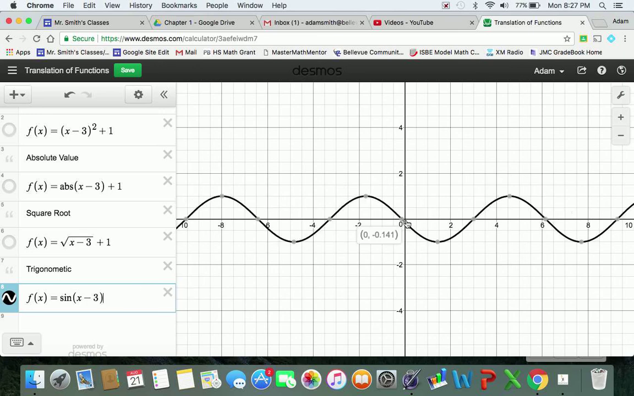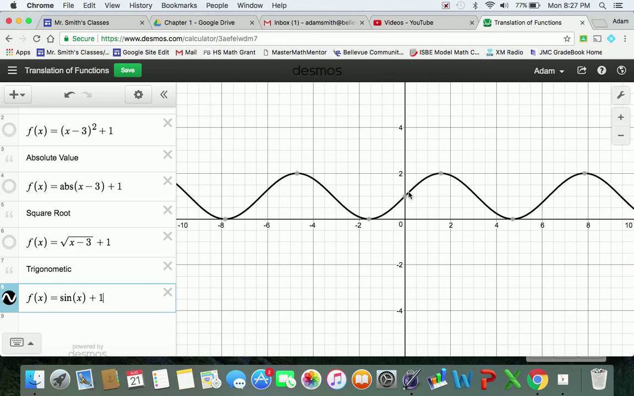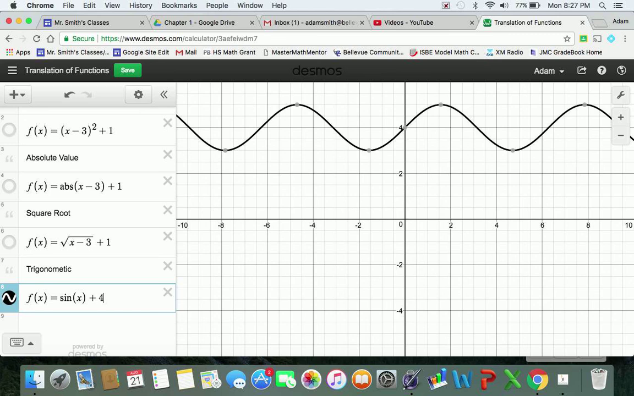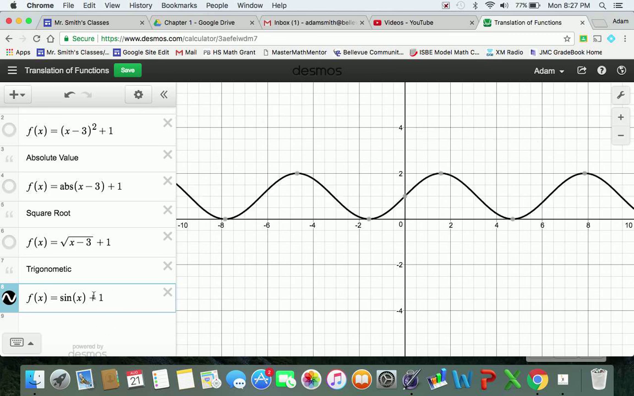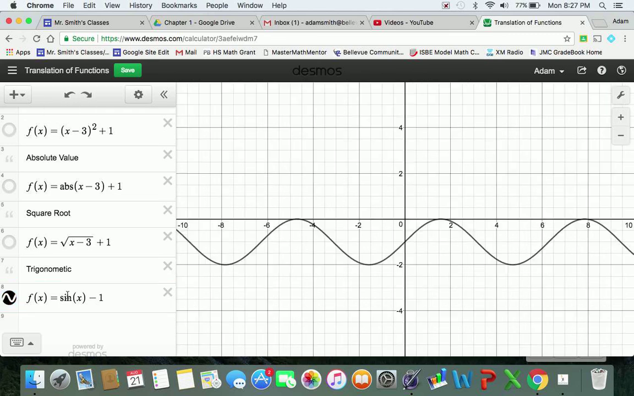Okay, so originally, I'll get rid of the minus 3 too, so we're at 0, 0. When I throw that plus 1 in, we are now at 0, 1. If I throw a plus 4 in, we're now at 0, 4. So all this number does is make us go up or down. If I were to change this to a minus, there's our down, to minus 1. Didn't mean to zoom in that far. Let's undo. There we go.